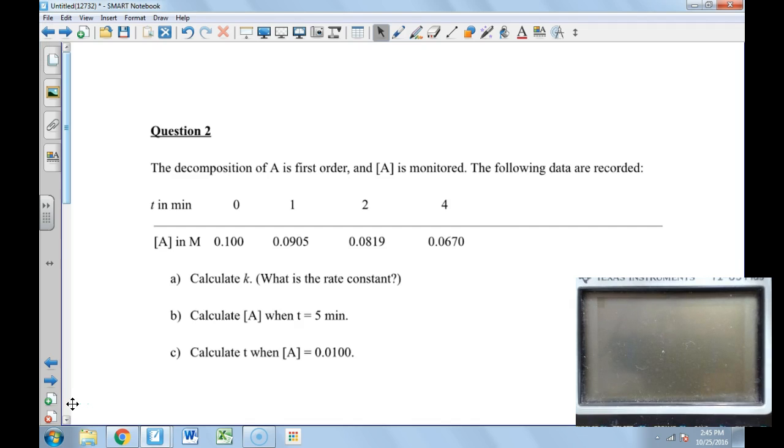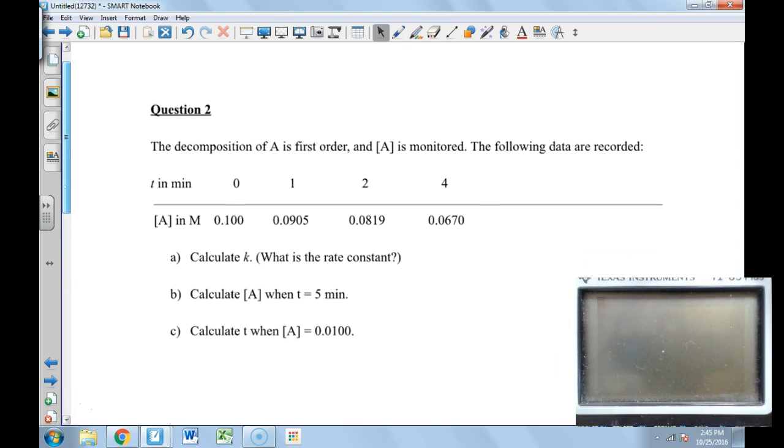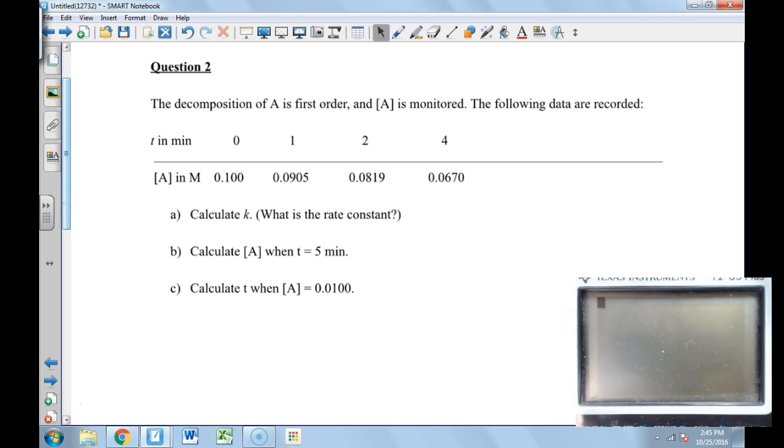Hey everybody, this is question number 2 from the fall 2016 exam 1 for Mr. Walsh at Rowan College at Burlington County. And this question has everything to do with the integrated rate law. So let's go over how to solve this so that we know what the deal is.